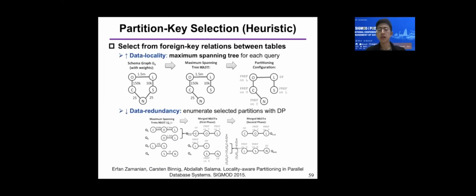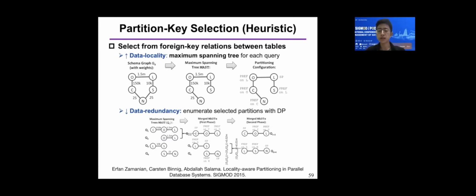For partition key selection, the first method is search-based, which is mainly composed of 2 steps. The first step is to maximize the data locality. That builds a table-level graph where the vertices are tables and the edges are join predicates of each query. And then it derives a maximum spanning tree on the graph, whose edges can be used to co-partition the tables.